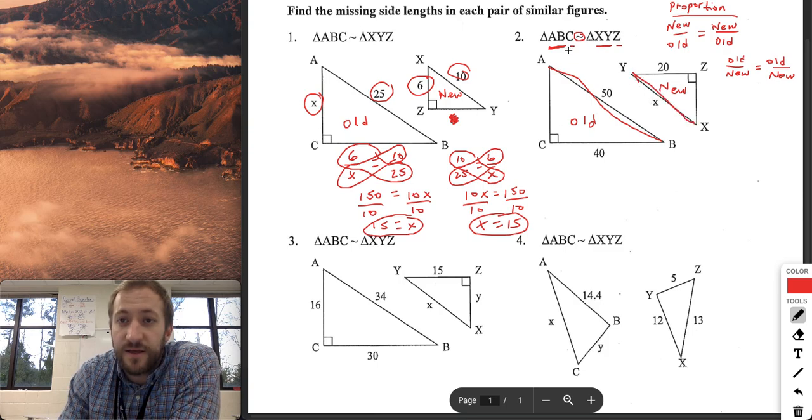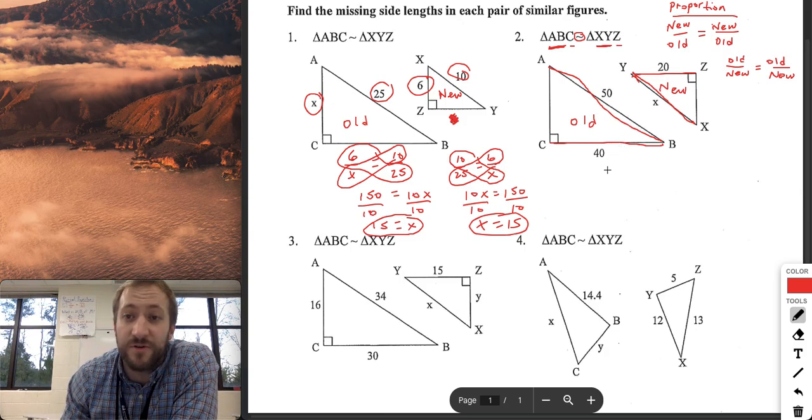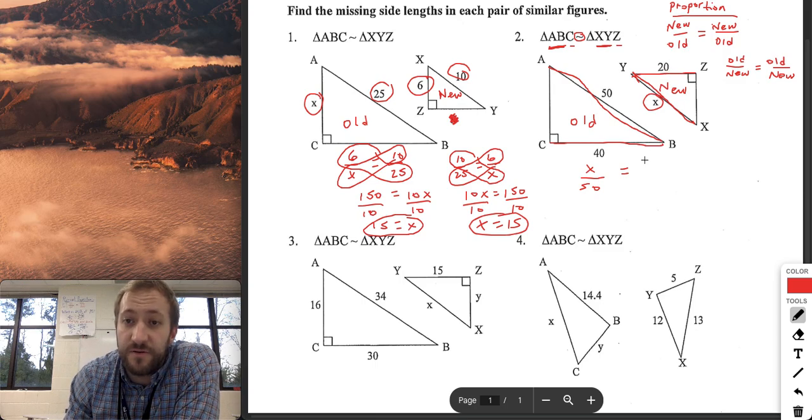So let's see. What else do we have? We have CB. That's 40. CB is going to correspond to ZY, and that's this one right here. So 40 and 20. Let's go and put the new over old and set it equal to another new over old. X is on the new, and it corresponds with 50. So x over 50 is equal to 20 is on the new, and it corresponds to 40 on the old.